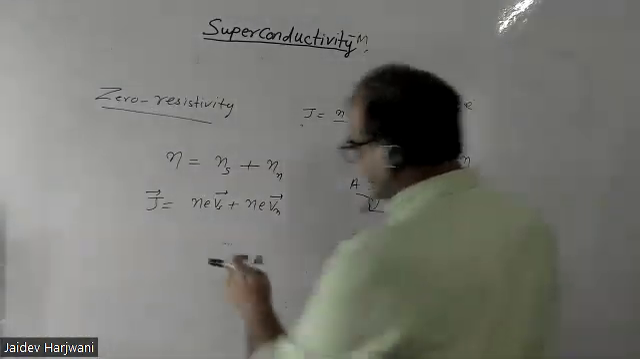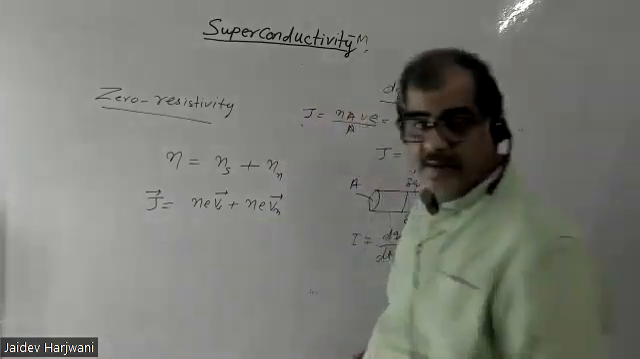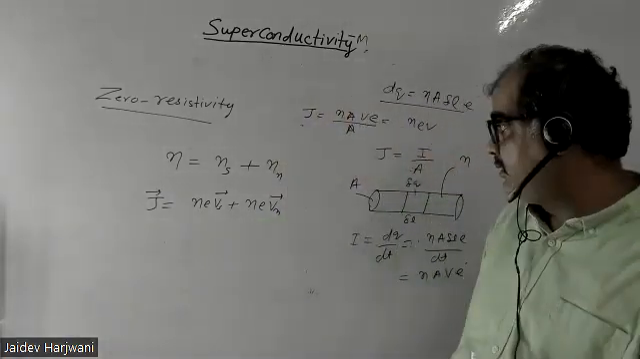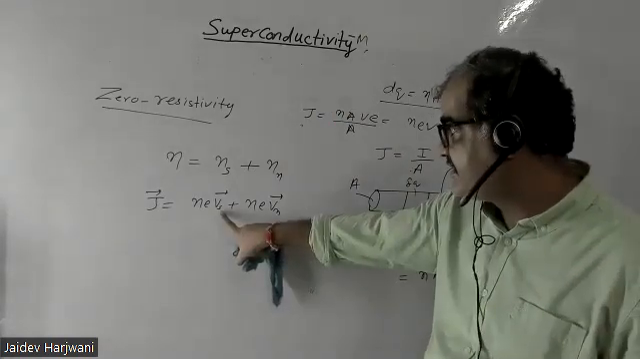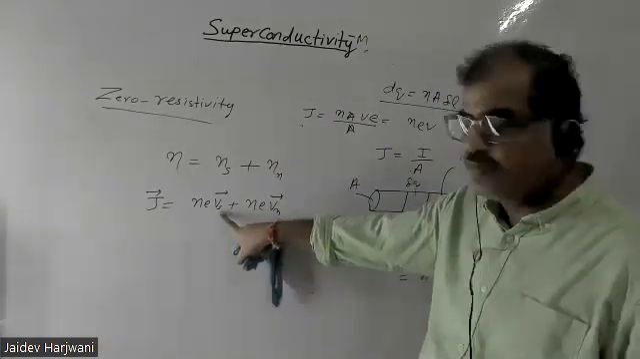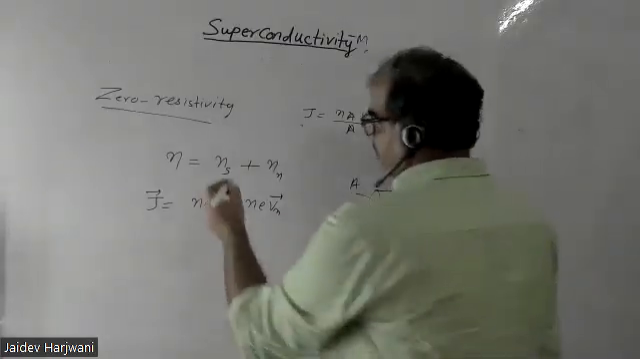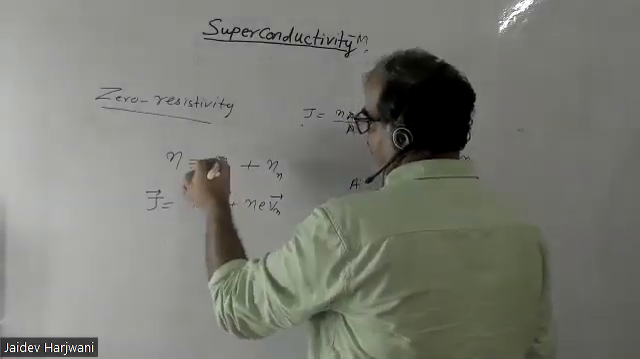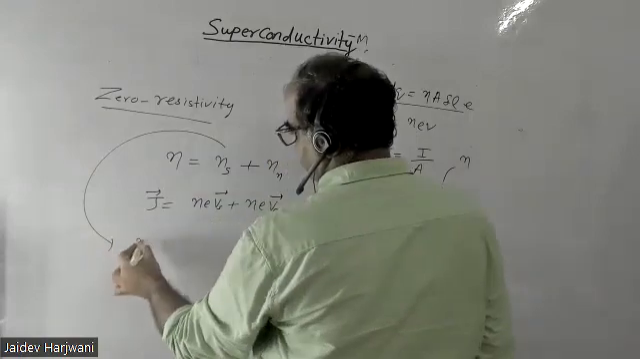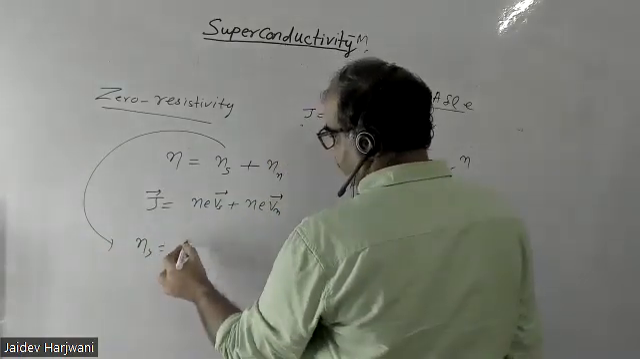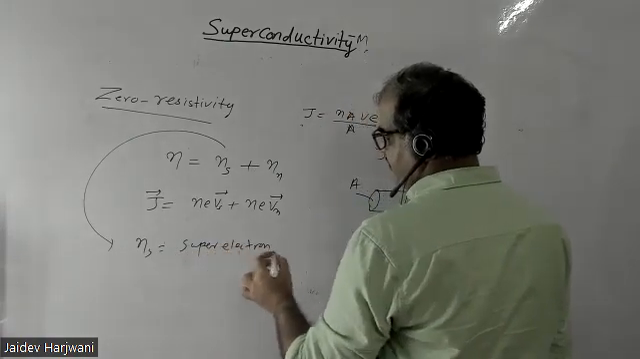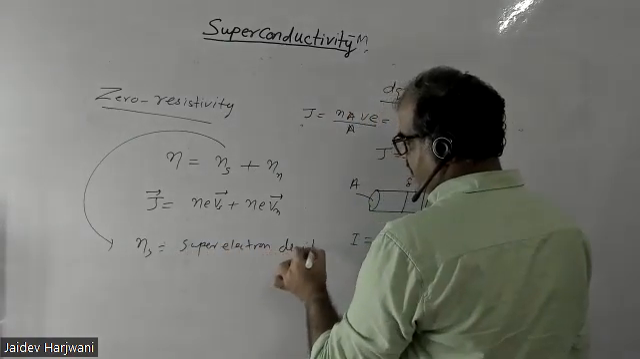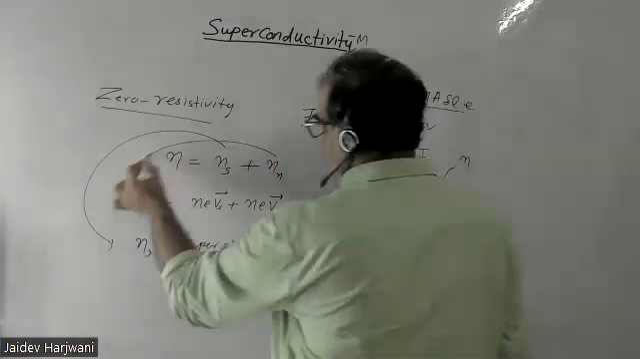Now I want to write the equation of motion. So in n_s, what does this s denote? The s denotes the super electron, and that one is the normal electron. I told you there are two types of electrons. This is the super electron density or concentration, and this is your normal electron density.